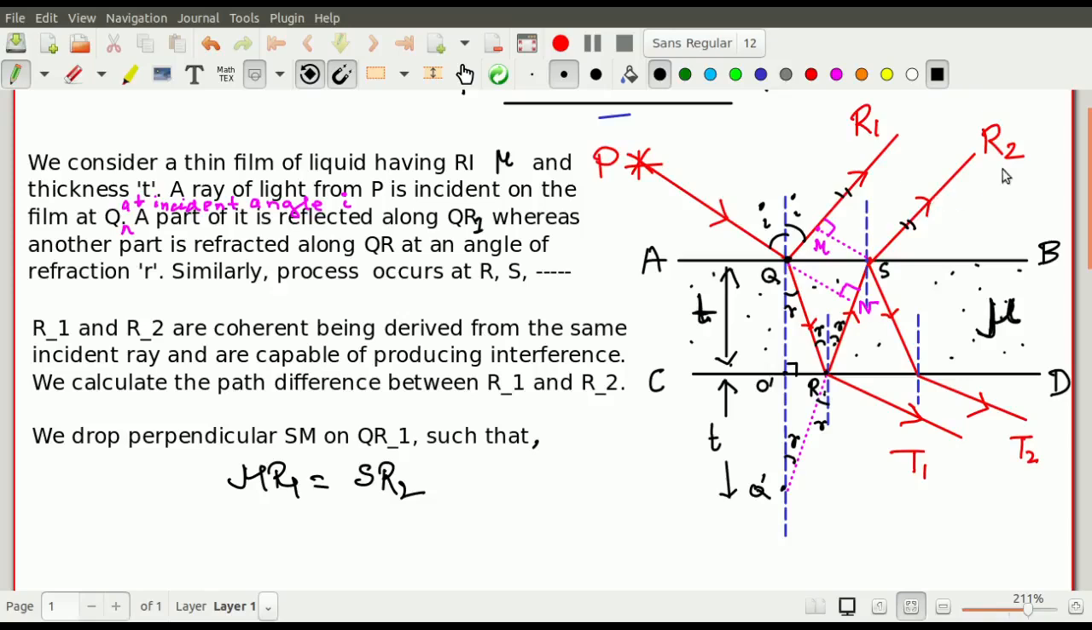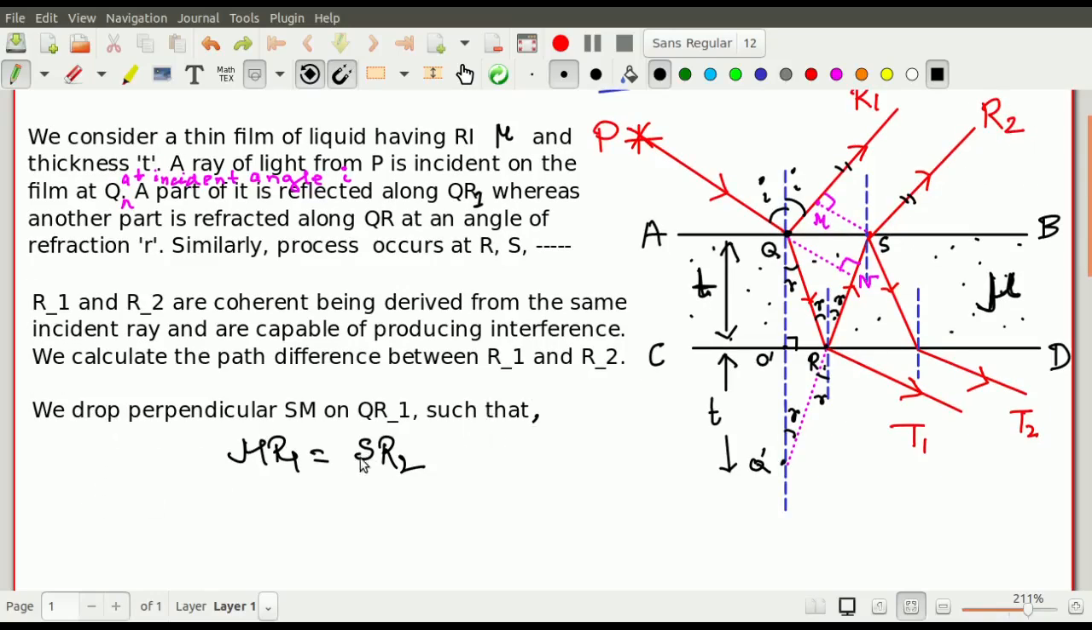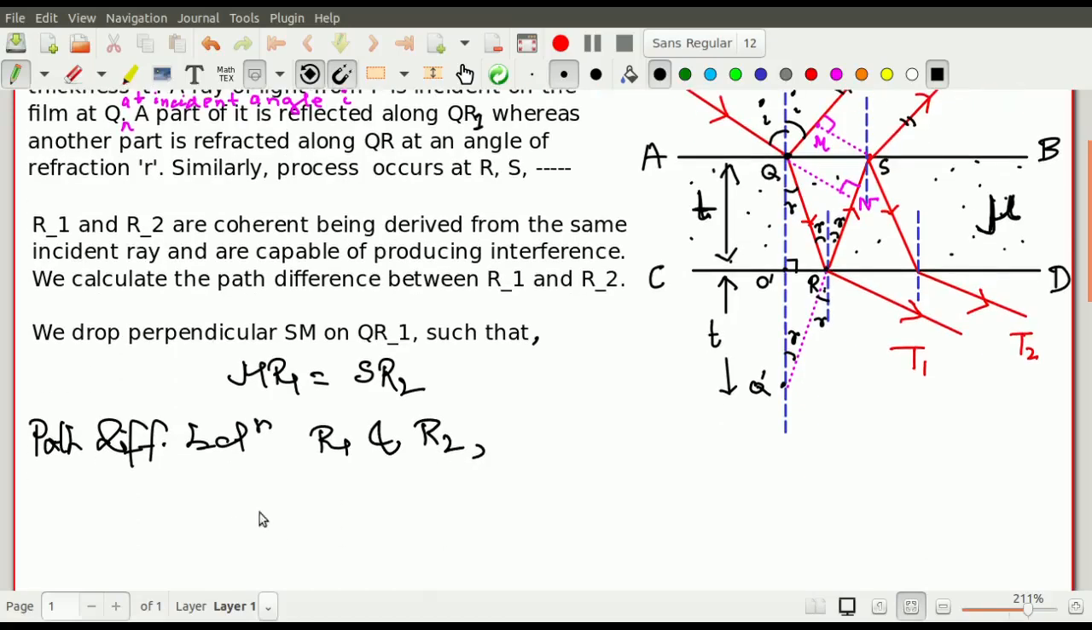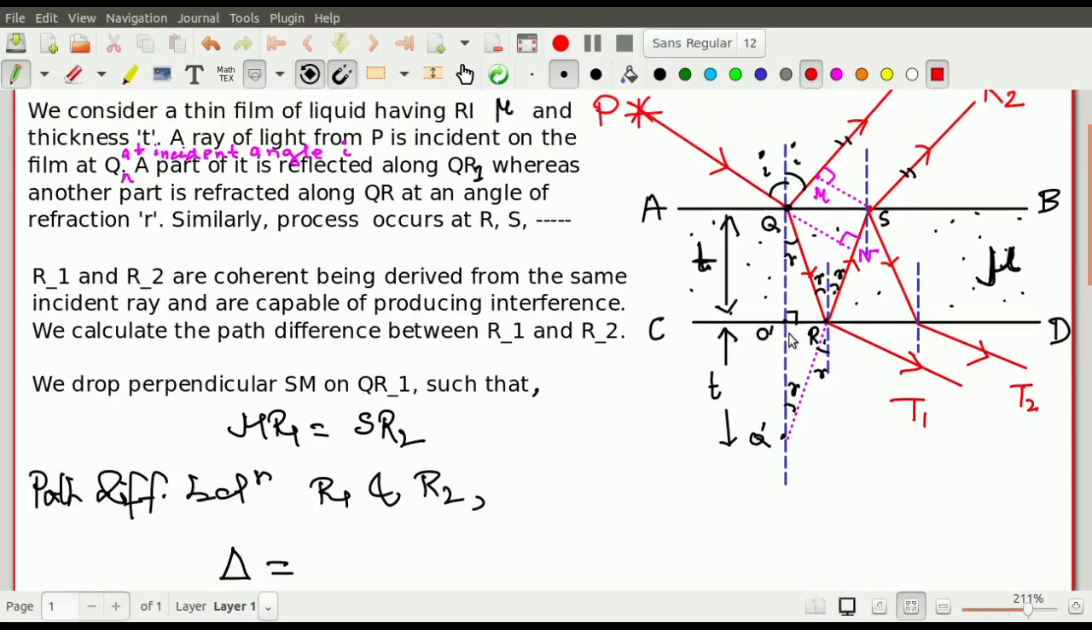What is the path difference? Definitely the second path is longer in length. So we draw a perpendicular such that this one is the larger path. Then what will the path difference be? Let's write the path difference between R1 and R2. If I call it delta, what is the path difference?